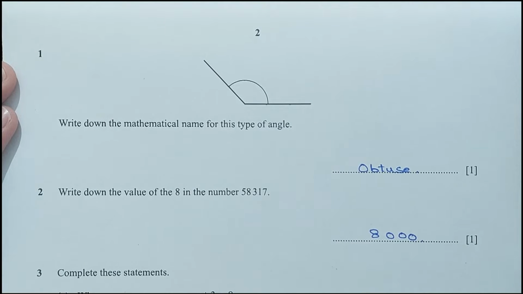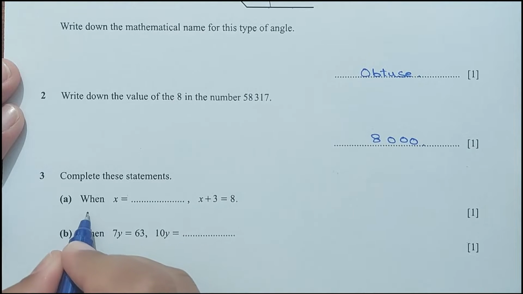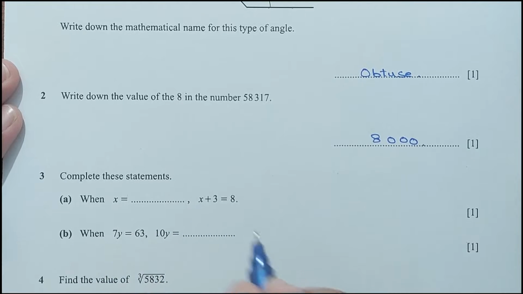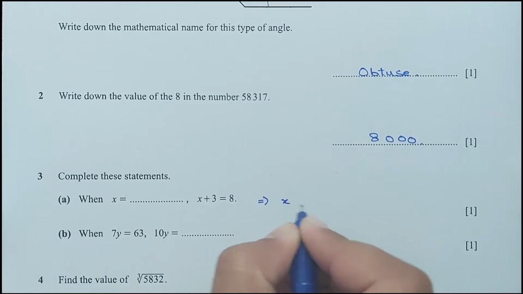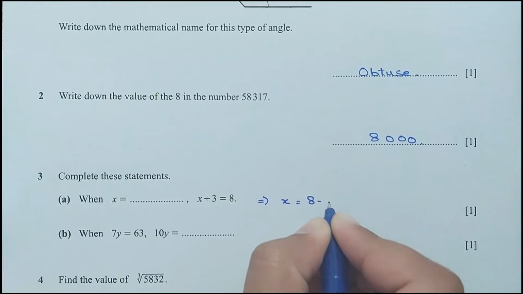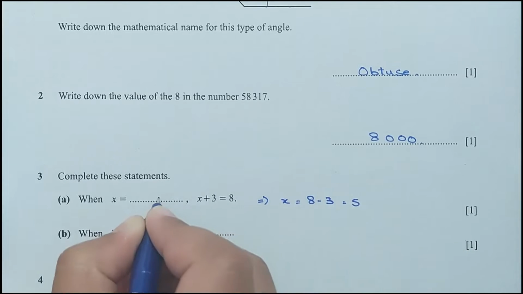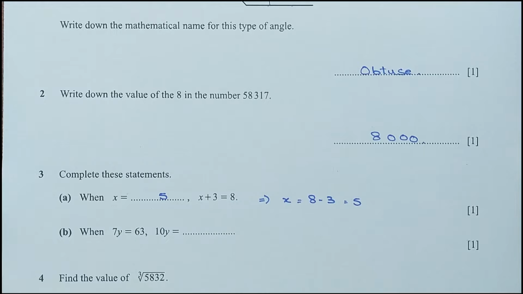Right. Question number 3, complete these statements. Part A, when x equals blank, x plus 3 equals 8. So we have to solve for x from here. So x should be equal to 8 minus 3, which is 5. So x is 5.